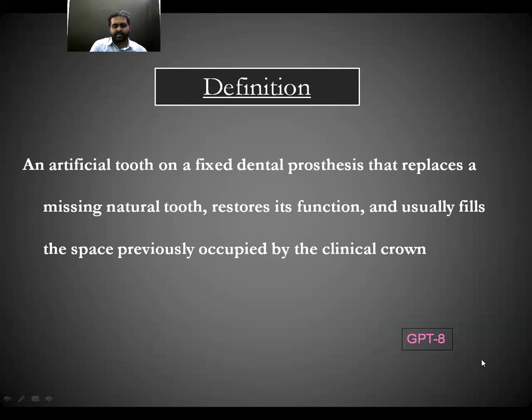As per the definition given by the Glossary of Prosthodontic Terms, it is an artificial tooth on a fixed partial prosthesis which replaces a missing natural tooth and restores its function. It usually fills up the space which was previously occupied by a clinical crown. So as the definition indicates, it is an artificial tooth made up of anything. It can be metal, it can be ceramic, or all-ceramic material, which will replace your missing natural teeth to restore normal function like chewing or other masticatory functions. And it will fill up the space which was previously occupied by the clinical crown, that is your natural tooth.